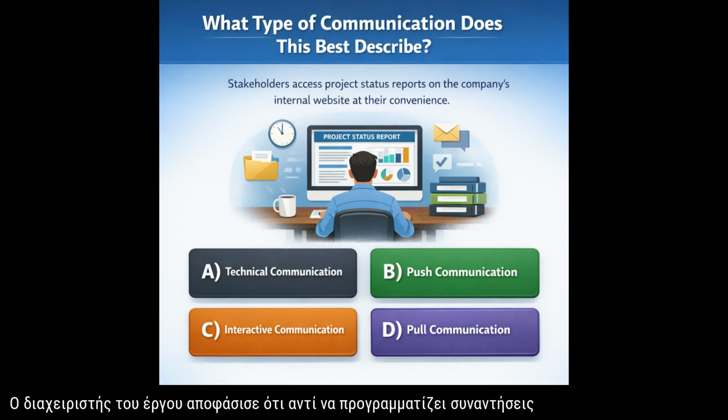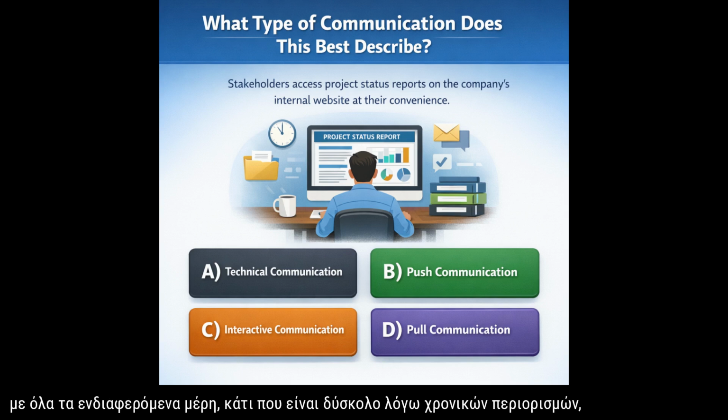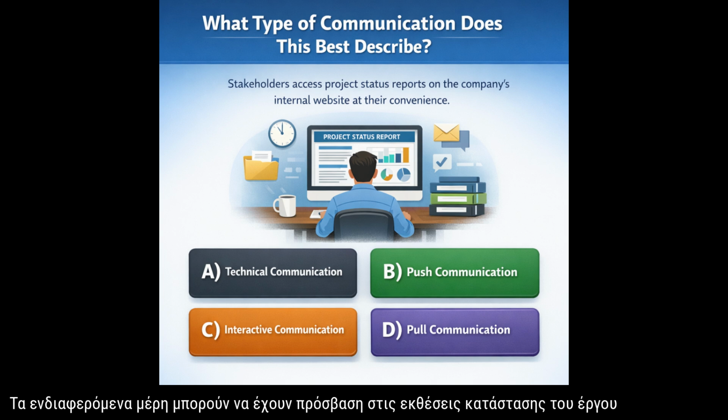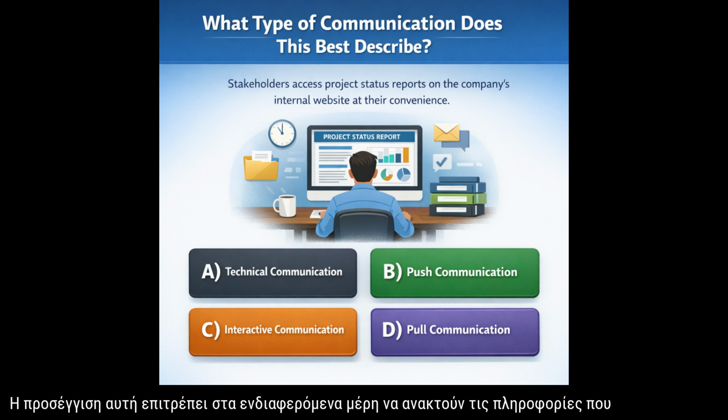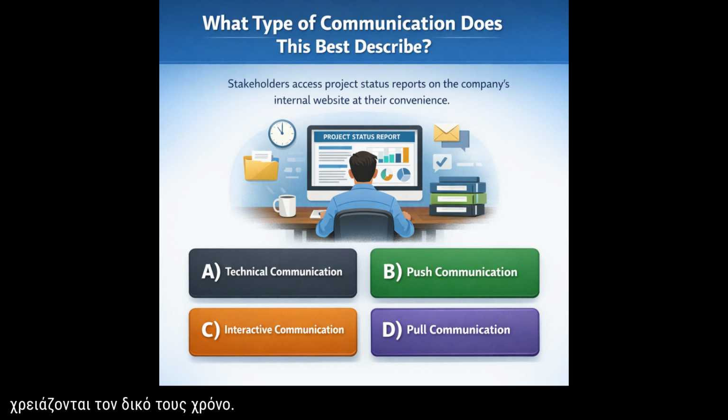The project manager has decided that instead of scheduling meetings with all stakeholders, which is challenging due to time constraints, the stakeholders can access project status reports on the company's internal website at their convenience. This approach allows stakeholders to retrieve the information they need on their own time. What type of communication does this best describe? A, technical communication. B, push communication. C, interactive communication. D, pull communication.